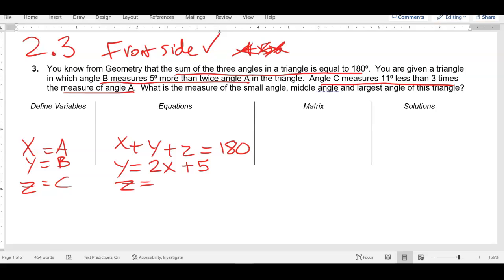So 3 times the measure of angle A is 3x. Okay. And then the 11 less than is minus 11. Cool. So that's how that works. I know it's weird. When you see 11 less than, you're putting the minus 11 after something. And then 3 times A is 3x. Okay. Cool. Now, you tell me, looking at these equations, what's kind of weird about them?